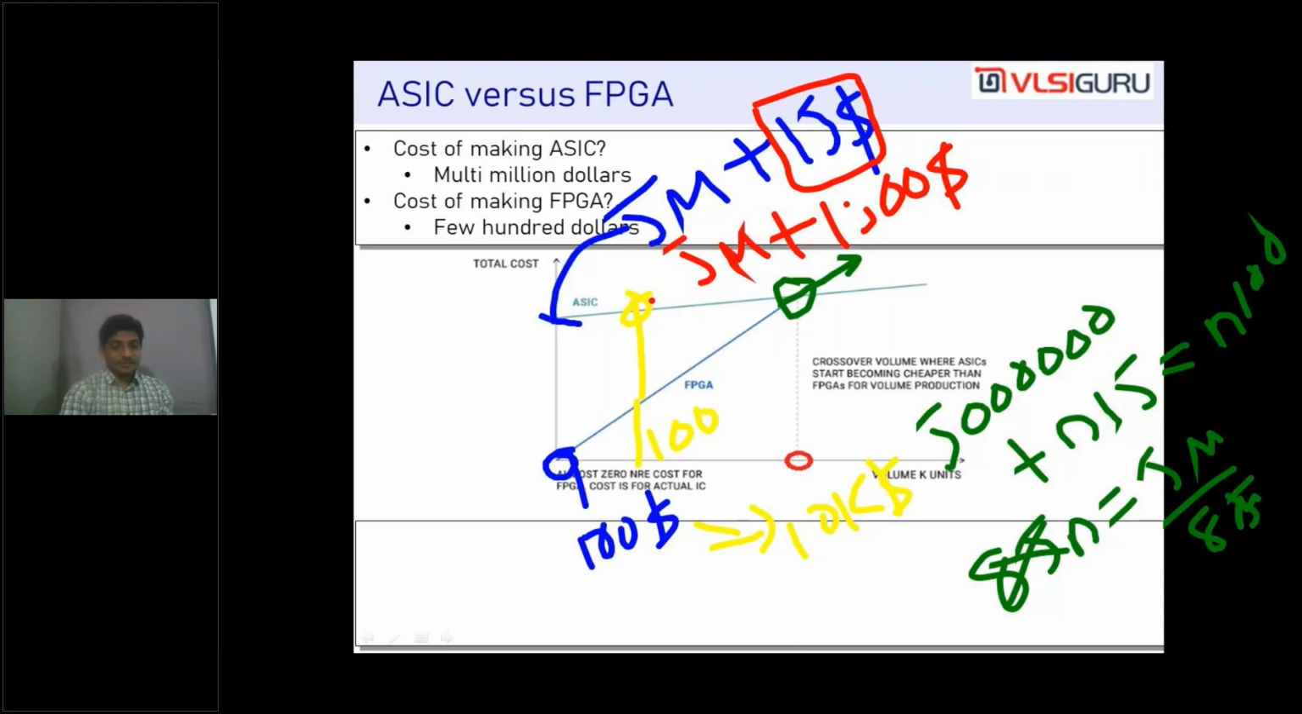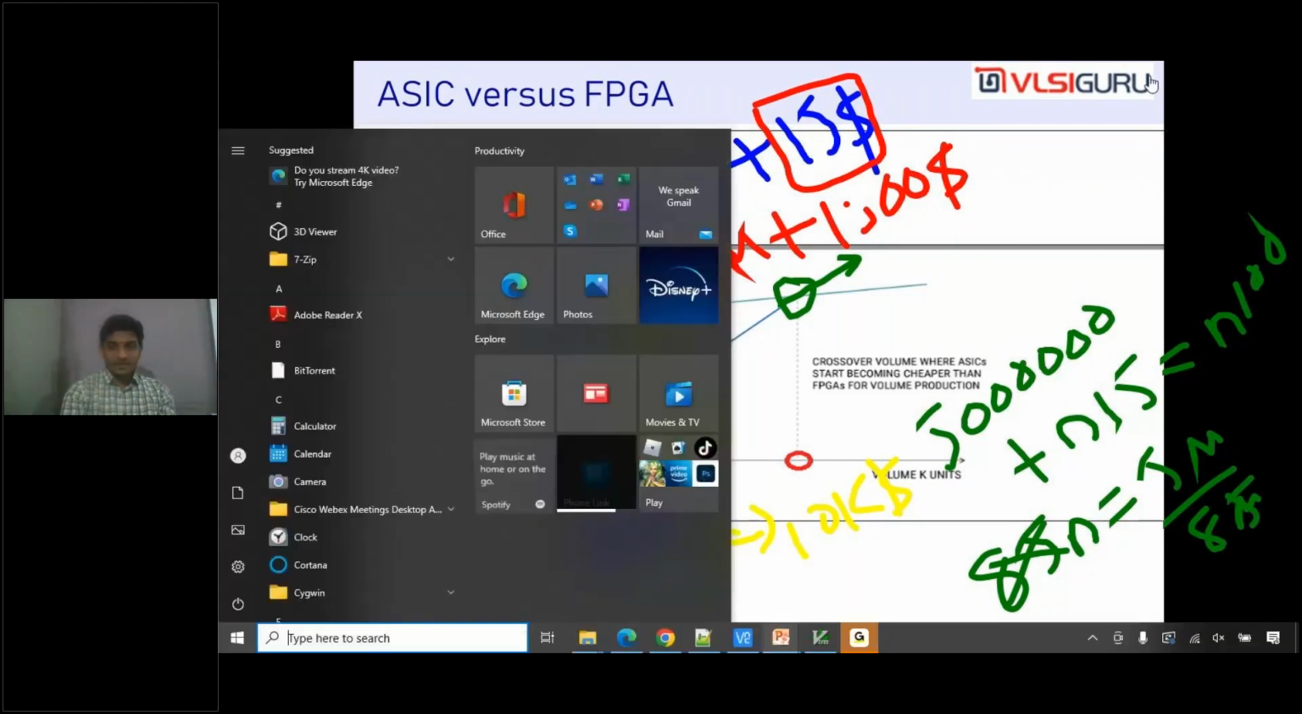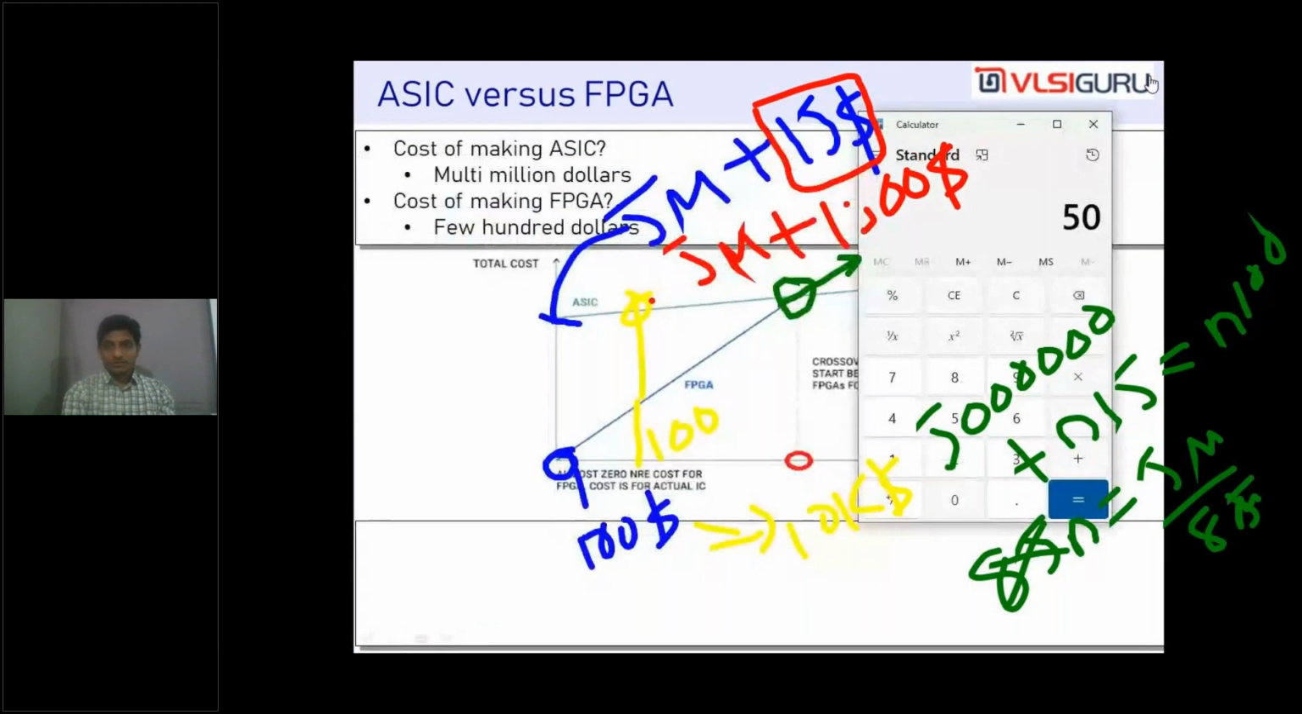What do I have to do now? Take a calculator. What is 5 million divided by 85? How much does it come to? 59,000 something. You understood the calculation I have done? See, 5 million is the fixed cost. You cannot do anything about it. N into 15 is the number of chips into 15. That equals n into 100, because in FPGA, whatever number of chips you have to make, that number into 100. There is no fixed cost. So what does n come to? 59,000.